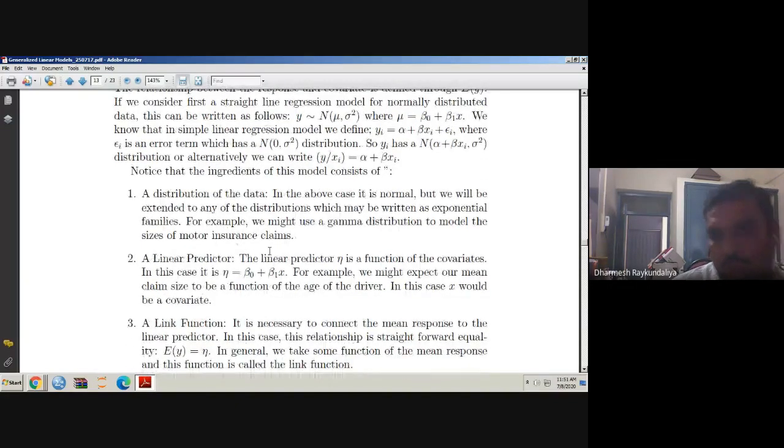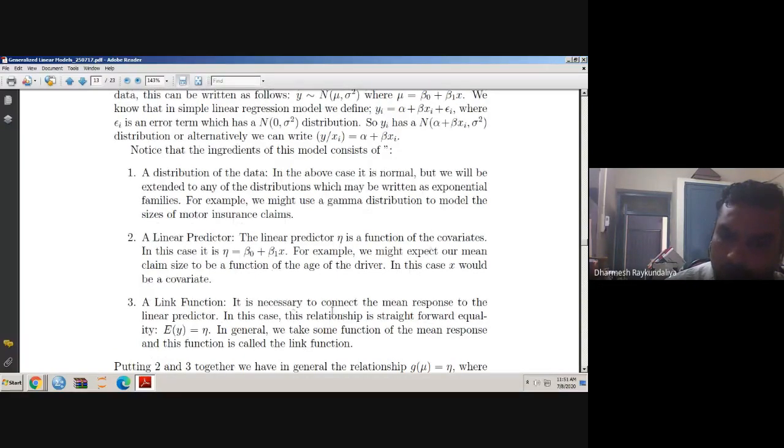Now, so in this case, we have considered that we are talking about the amount of a claim size, and the linear predictor is this, and the person who is working in the insurance sector, they say that age of the driver is responsible. So we have set this. Now, third we talk about the link function. So it is necessary to connect the mean response to the linear predictor. Right? आपको इसको कनेक्ट करना है किसके साथ?